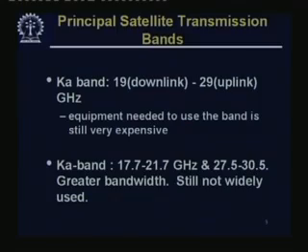And next we have the Ka band, which is at an even higher frequency, so 19 downlink or 29 uplink transponders. So, equipment needed to use the band is still somewhat expensive. It is from 17.7 to 21.7 gigahertz. As you can see that is a lot of bandwidth, and 27.5 to 30.5. So, it is a greater bandwidth, but it is still not very widely used.